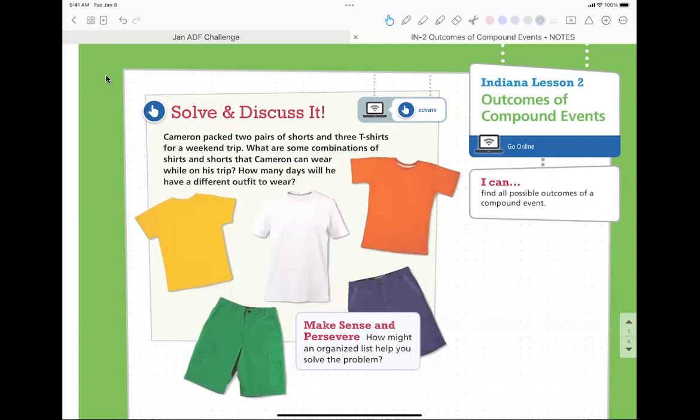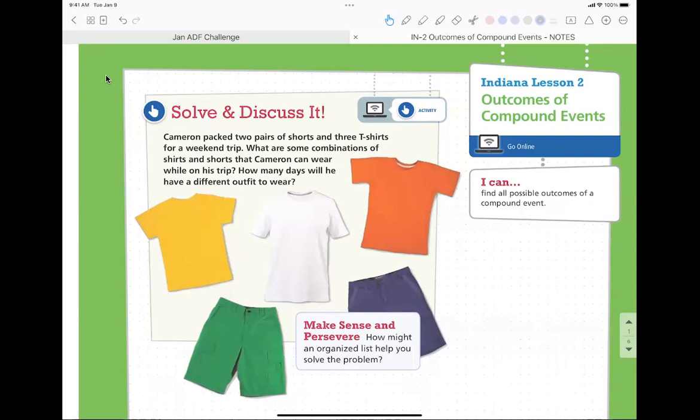Easton? White shirt, green shorts. Good. Somebody else. Mallory? Yellow, blue. Zach? Red and blue. Somebody else. Yes. Red and green. Somebody else. Mia? Yellow and green. Have we said them all? Anybody know? White and blue. Have we said them all?